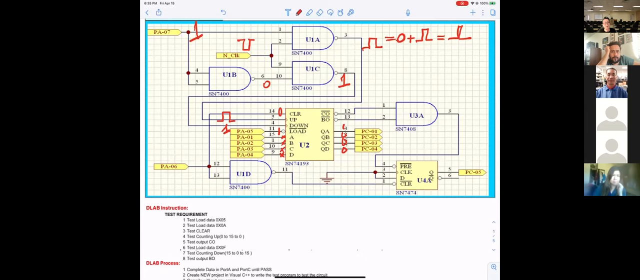Okay. Now counting down, the only thing is this pin 7 changes to zero. Okay. And they will be counting down. That only tells you that if you change it to zero, the output here must be one. And the clock now will go here.